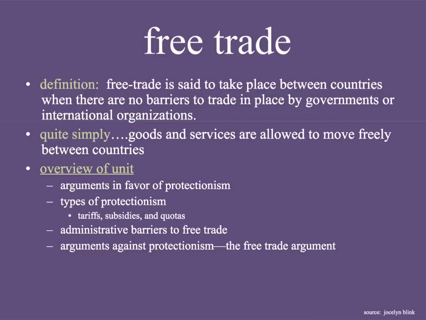So overall, the way this unit's going to run, we're going to talk about arguments in favor of protectionism. We'll talk about the types of protectionism. We'll talk about ways in which administrative barriers, that's a nice way of saying the way in which governments can put up these little roadblocks to make free trade not possible.